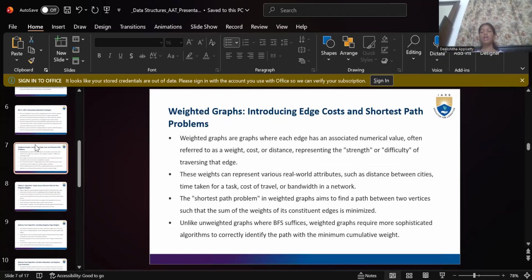Weighted graphs introduce edge cost and shortest path problems. Weighted graphs are graphs where each edge has an associated numerical value, often referred to as a weight, cost, or distance, representing the strength or difficulty of traversing the edge.